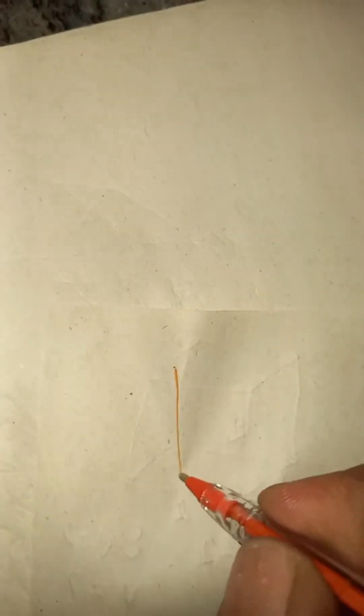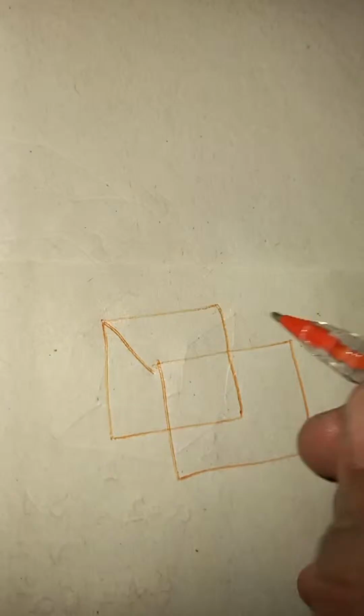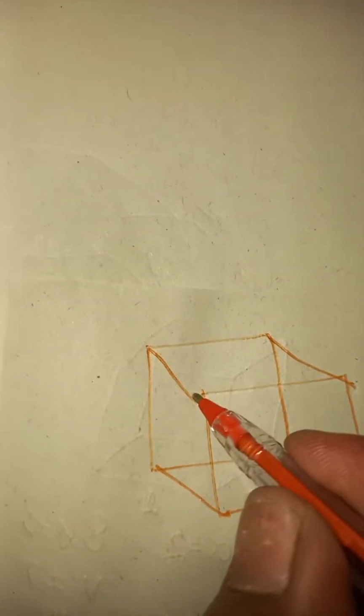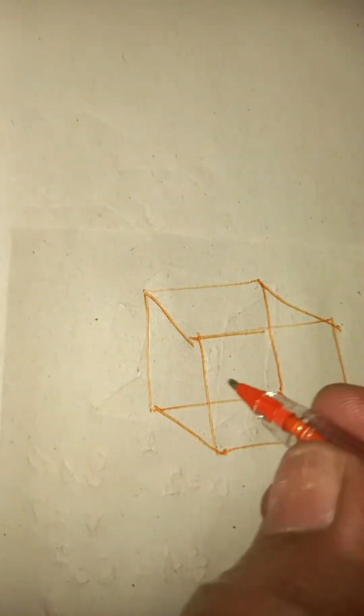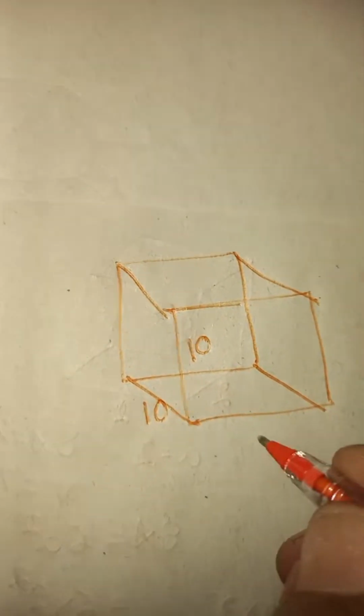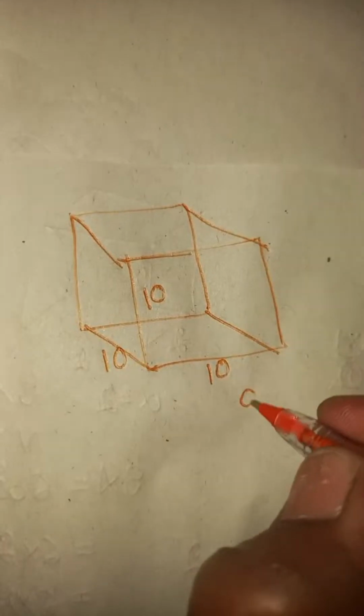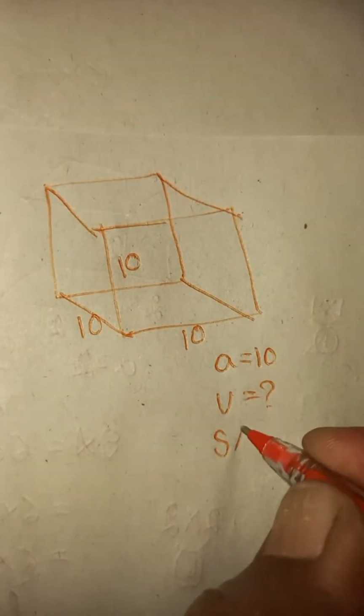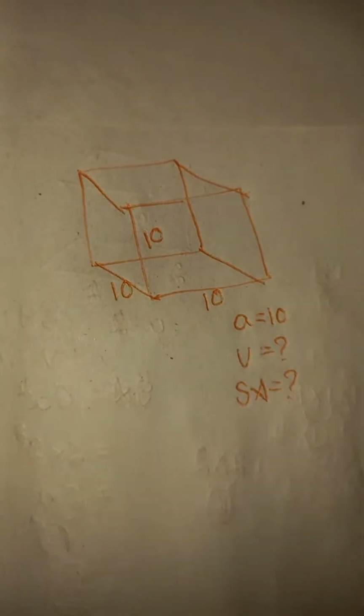I am going to do the last problem. In this last problem, they are giving a cube again, and in this cube they are telling us that all edges of the cube are equal to 10 units. When all edges of the cube are 10 units, you need to find the volume of the cube and the surface area of the cube. You can do it.